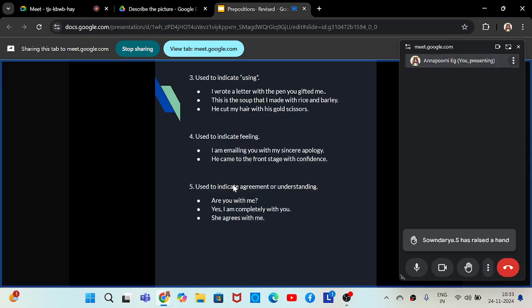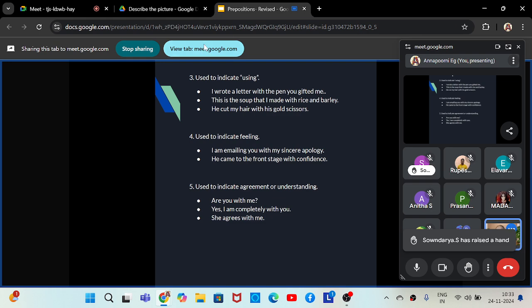Okay, now moving to the third use. With is used to indicate using. Having madri, using. With is used to indicate using. For example, I wrote the exam with your pen. I can also tell like this: I wrote the exam using your pen. So with and using have the same meaning here, right? That is what we are going to check.